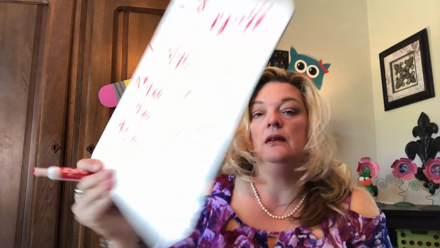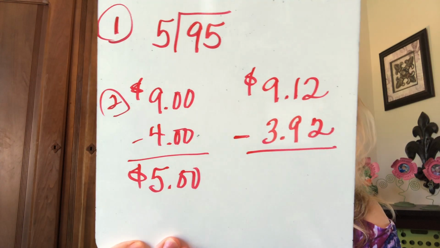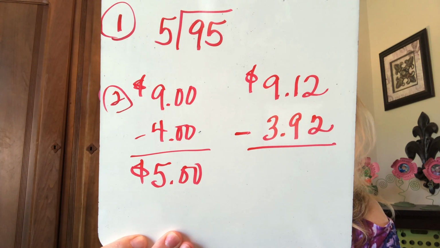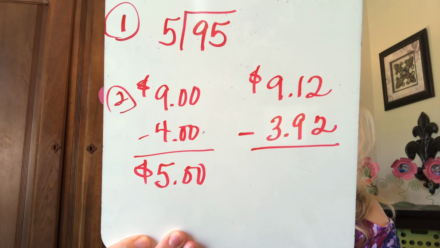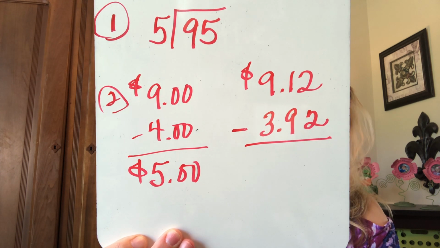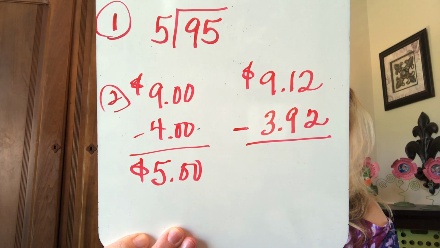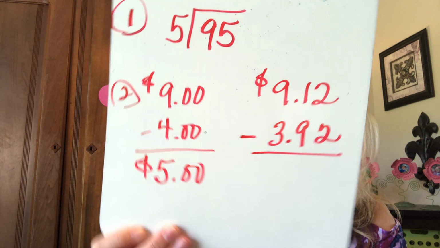Now, what if I put $9.12 minus $3.92? Write that problem down and solve it for me. Make certain you include your dollar sign and decimal point, okay? Good.